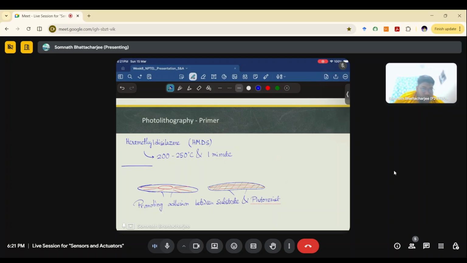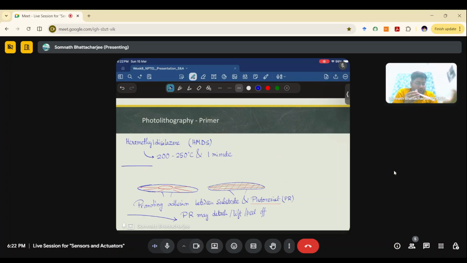So if we don't use this HMDS or a different kind of primer, what will be the problem? The problem will be that this PR, the photoresist, will detach from the substrate completely, or you can say it may lift or it may peel off. Everything is kind of the same. So it may peel off from the surface, it may lift.